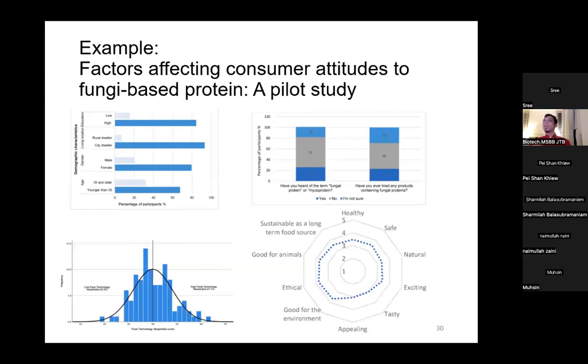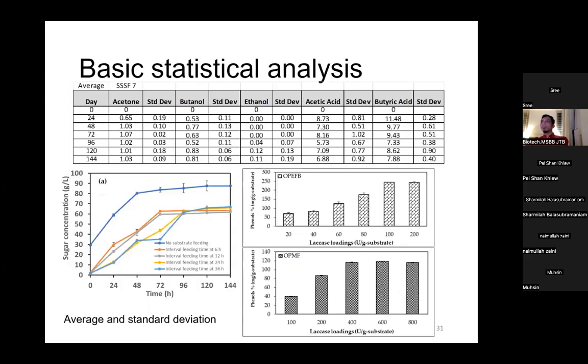Okay. So these are examples. Again, I'm still using the same article, Factors Affecting Consumer Attitudes to Fungi-Based Protein: A Pilot Study. So this is an example of data after analysis. You can see that they put some statistical analysis to it, right? This is the data we got. So this is basic statistical analysis.